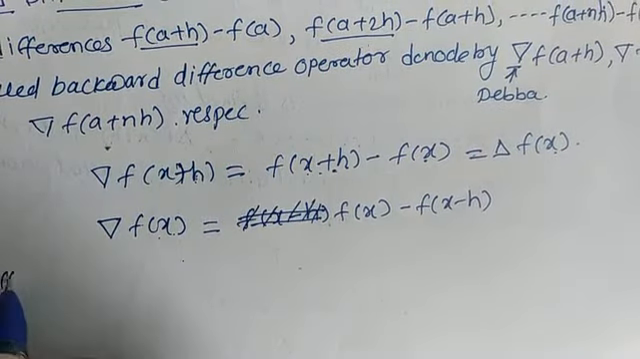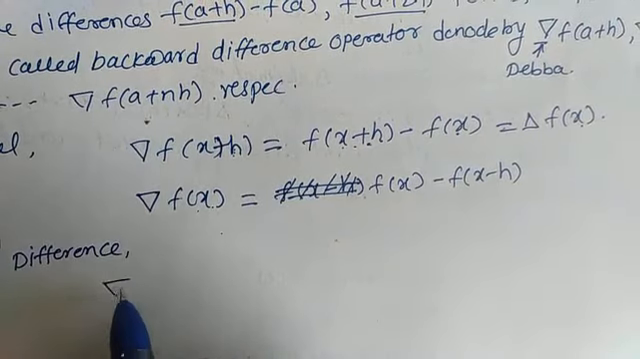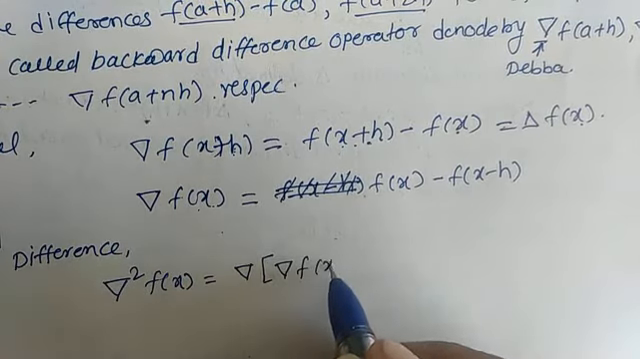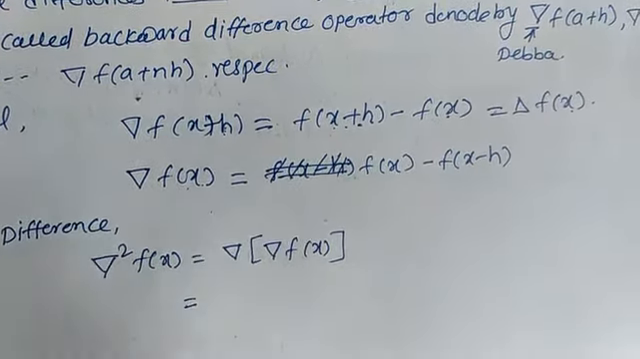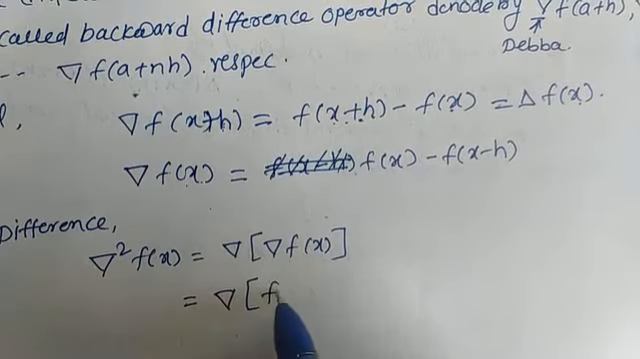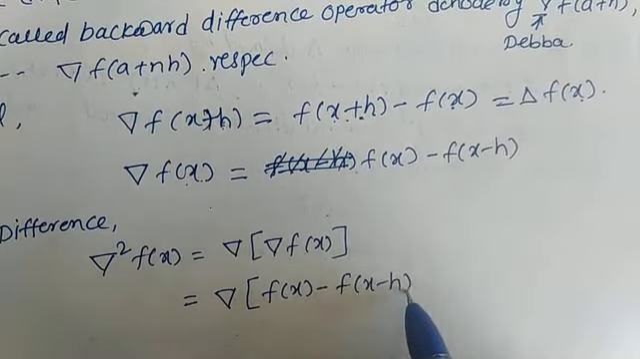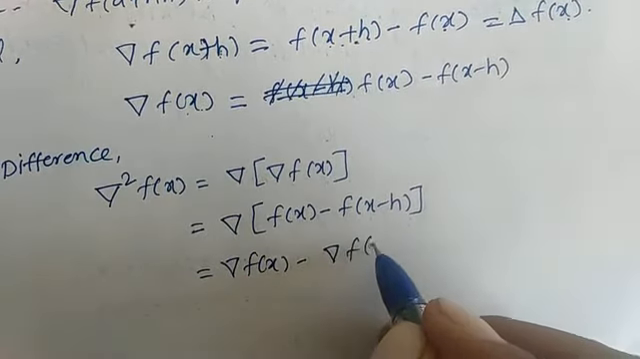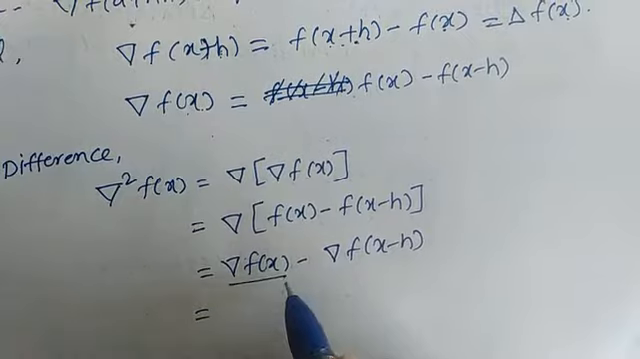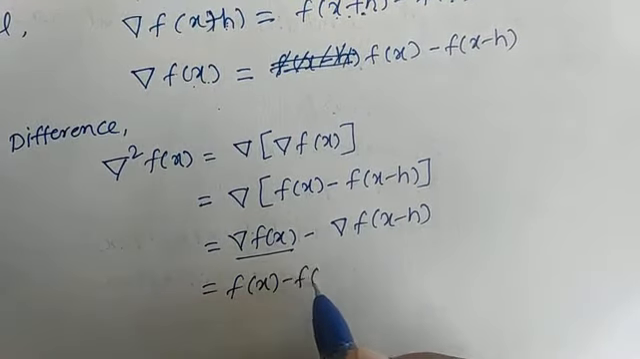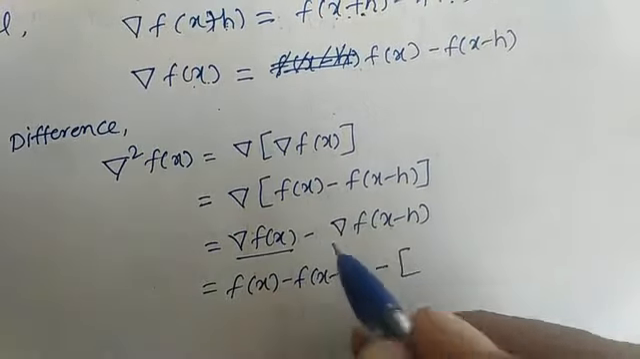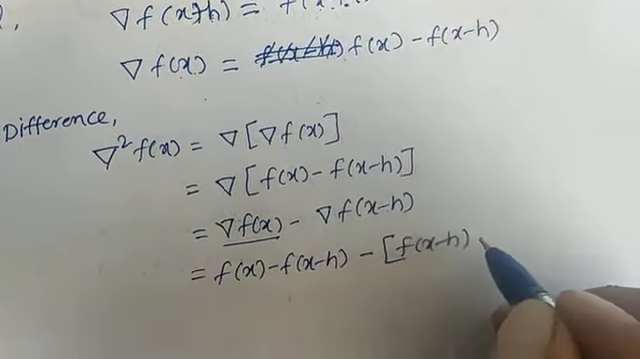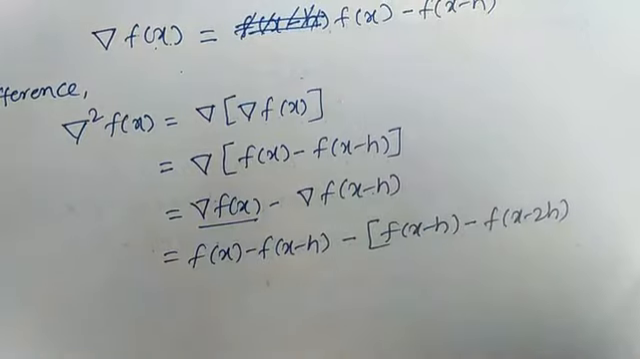Second difference is given by ∇² f(x), which can be written as ∇ of ∇f(x), which after calculation is ∇ of [f(x) − f(x − h)], which is equal to ∇f(x) − ∇f(x − h). Now ∇f(x) is f(x) − f(x − h), minus the bracket ∇f(x − h), where we have to subtract f(x − h) from its previous value, which is f(x − 2h), okay.